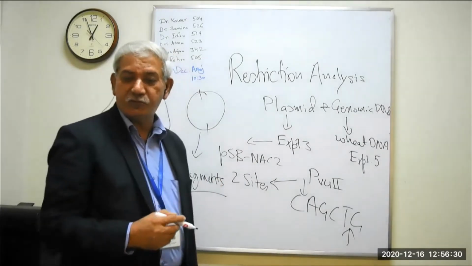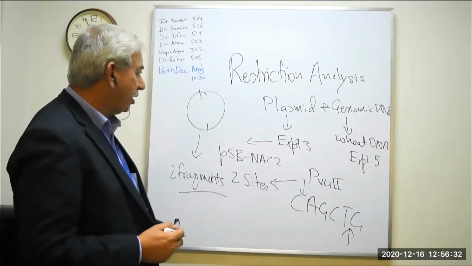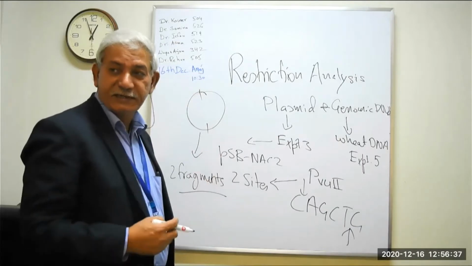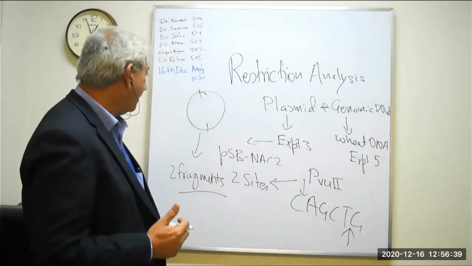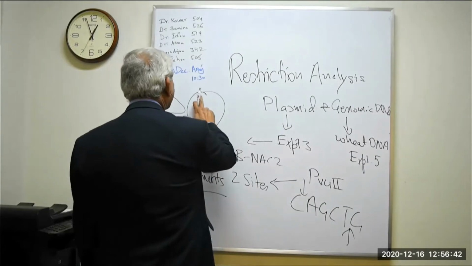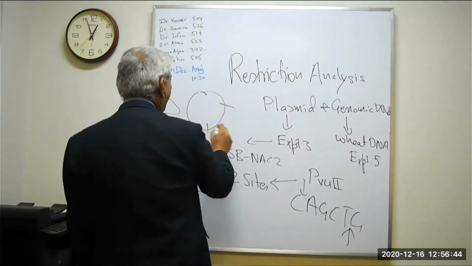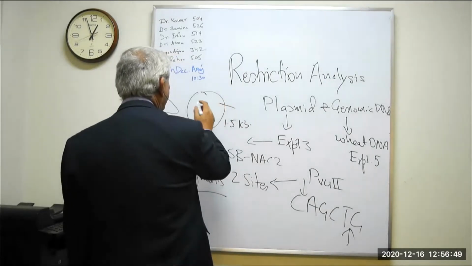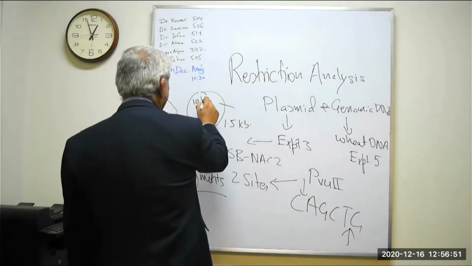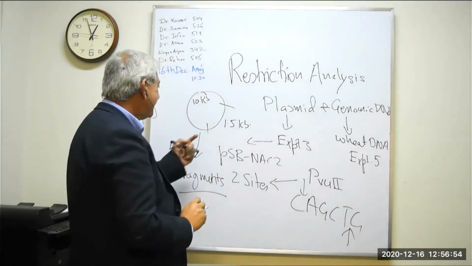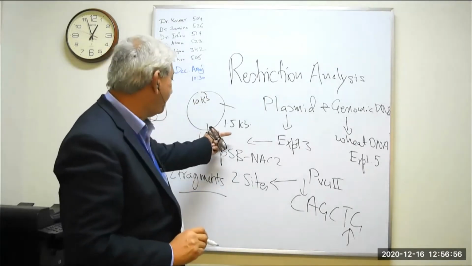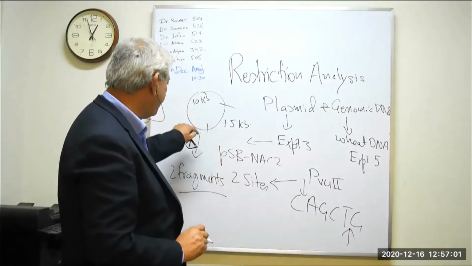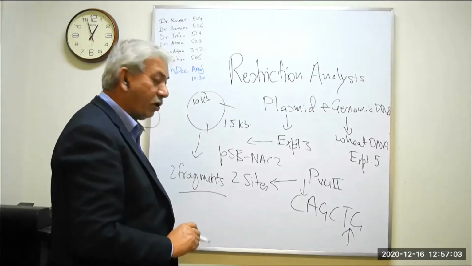We are expecting 2 fragments in this case coming out of the plasmid DNA because we know that there are 2 sites on them. One of the fragments is 1.5 kb and the other one is about 10 kb in size. So you will see on the gel a 1.5 kb fragment and a 10 kb fragment coming out of this.